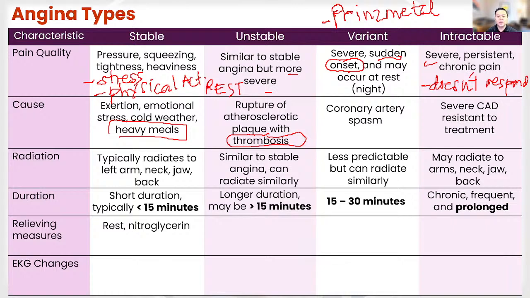However, when we're talking about the unstable type of angina, sometimes it might respond, sometimes it might not respond to the rest or the nitroglycerin. And this patient probably would need a much stronger type of pain medication such as opioids, maybe morphine sulfate. For this patient with unstable angina pectoris, they're going to require much more treatment in the hospital setting in order to manage the severe pain and also to prevent possible complications.